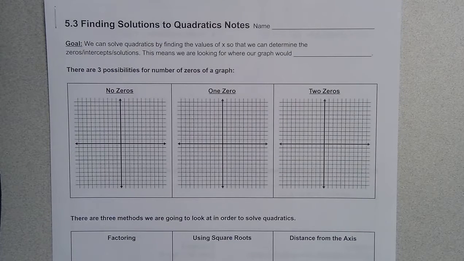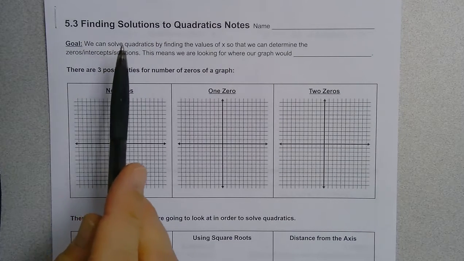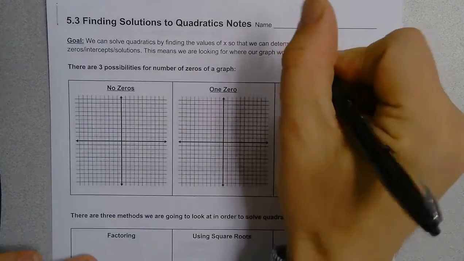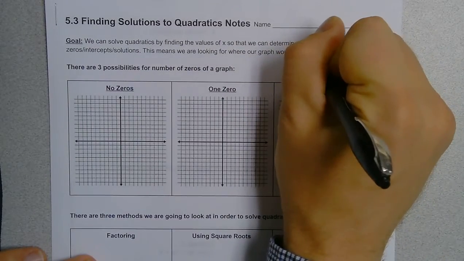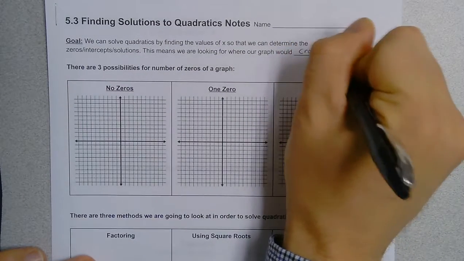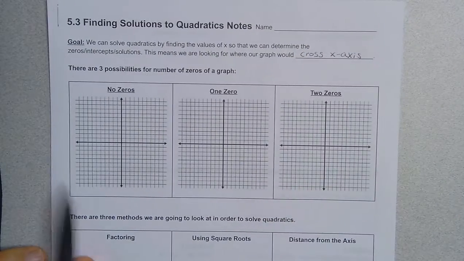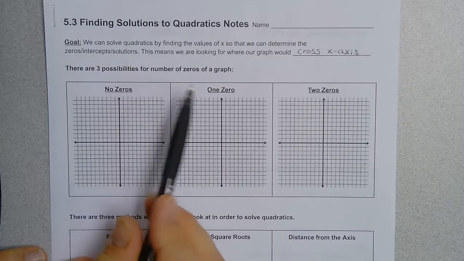Okay, ladies and gentlemen, we're at 5.3, which is finding the solutions to quadratics notes. So our goal here is to solve by finding the values of x so we can determine the zeros or intercepts or solutions. This means we're looking for where our graph would cross the x-axis. So there are some possibilities for the number of zeros.